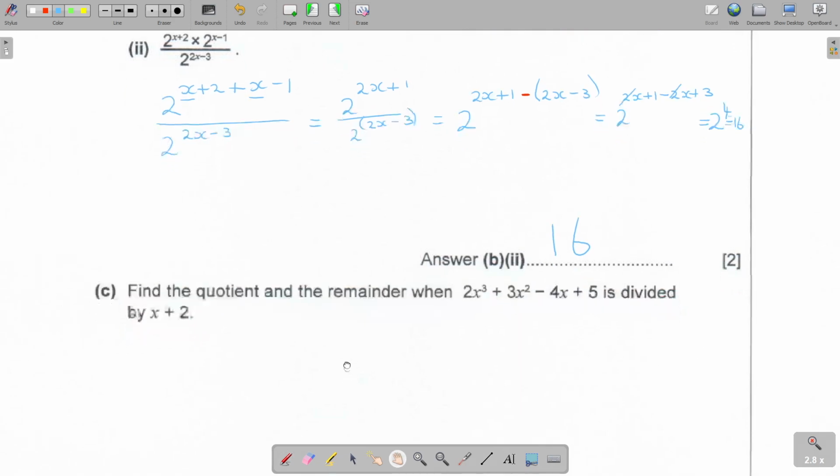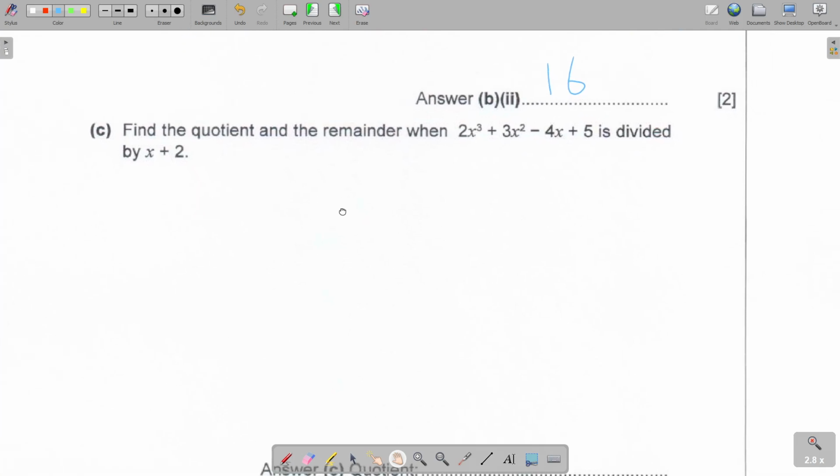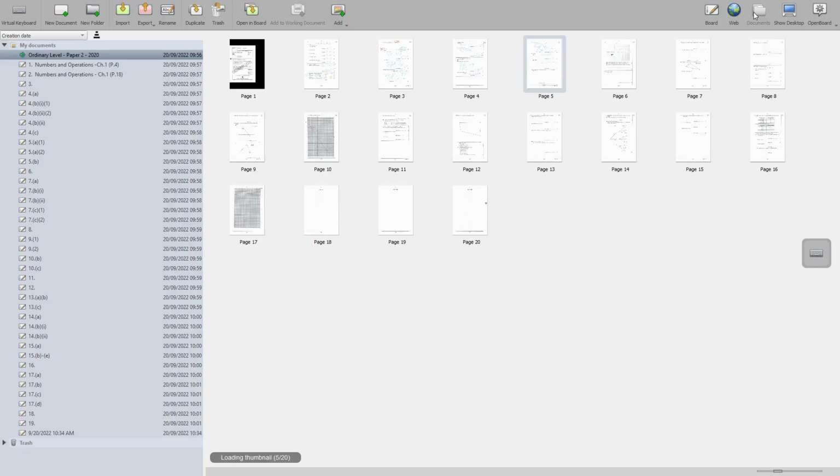That's also very basic. It's in expressions, it's algebra, and it's find the quotient and the remainder when this is divided by this, using long division. Again, I first want to take you to the textbook just to refresh your memory. I'm going to page 95 in the textbook. Let's just see, page 95 in the textbook.